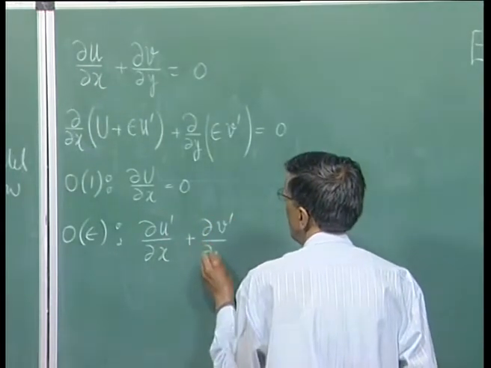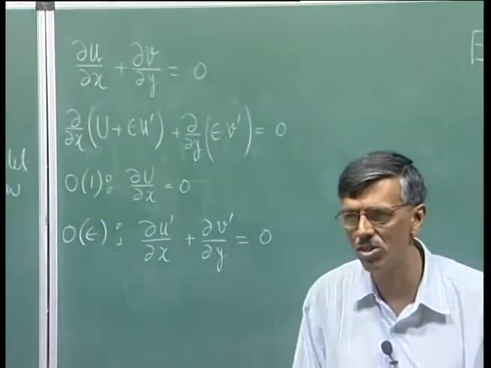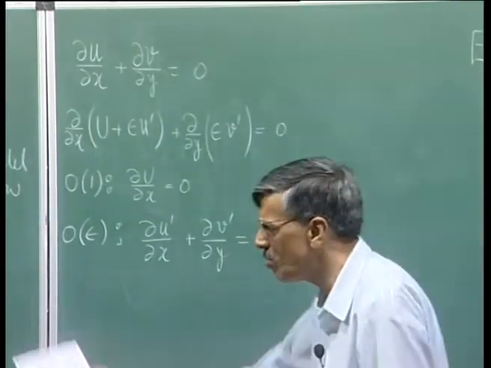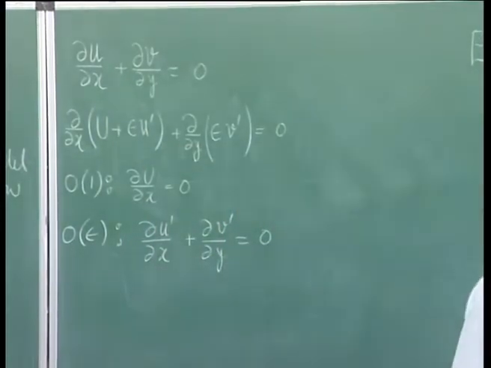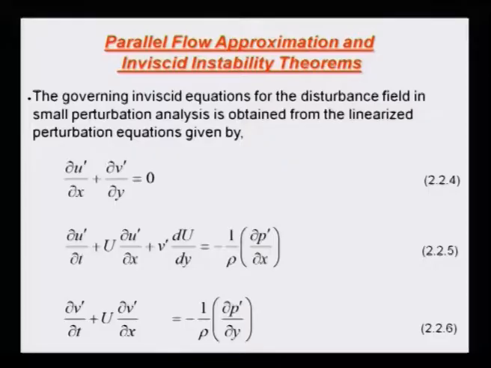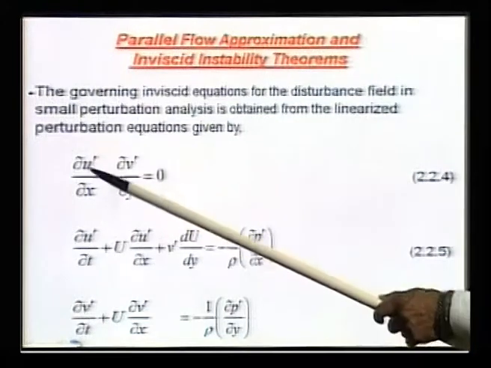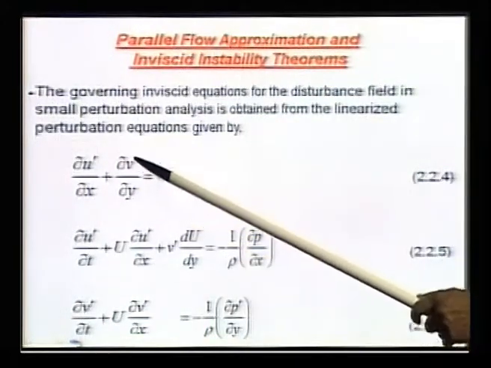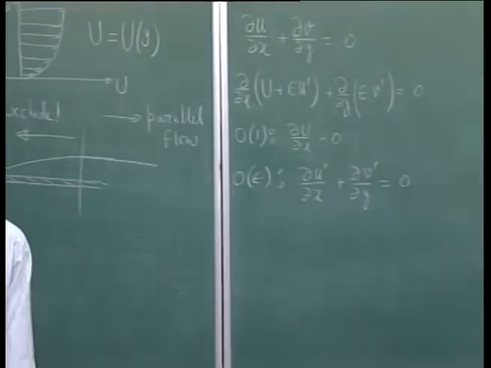I have just factored out the epsilon. It's multiplying each one of the terms. And that's what you see in the slide there, that mass conservation equation gives you this. So, the perturbation quantities satisfy the mass conservation in this form. That's what we have derived here.